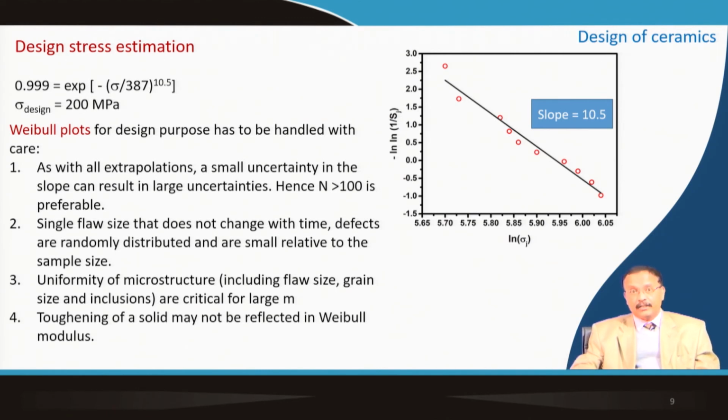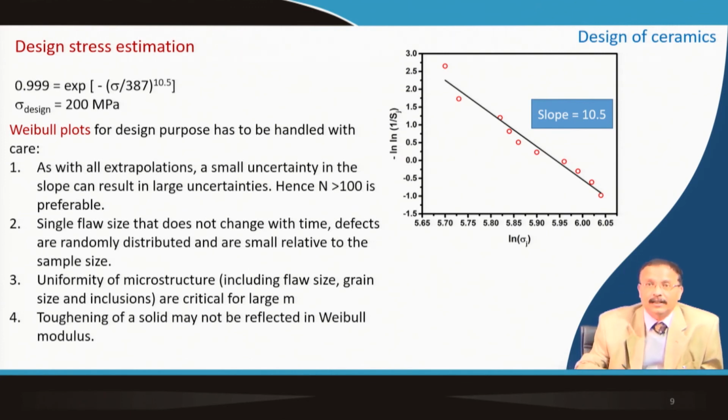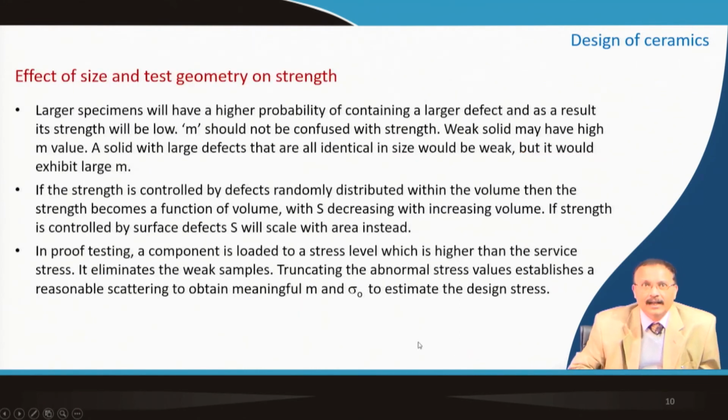You can work with toughened ceramic material, and with a toughened material you might expect the Weibull modulus M to be sharper, but it is not guaranteed that you will always get a higher value of M. Size and test geometry on strength is another factor.